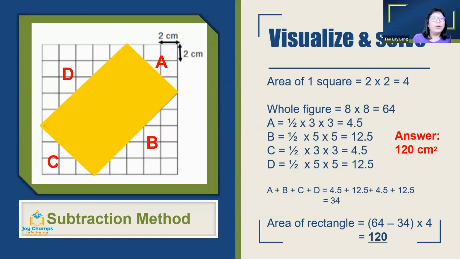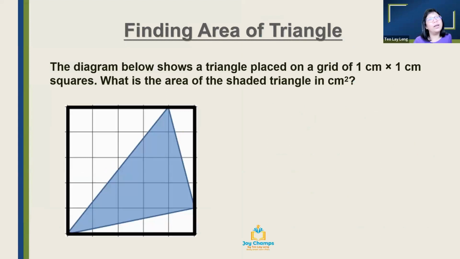All right. Do you think that we can make use of this method to solve any other question besides the rectangles? How about taking a look at this? Can we use the same method to find the area of this triangle? What do you think? Ask yourself this question. In this figure, the triangle is placed right in the middle of the grid that measures 1 by 1 centimeter squares.